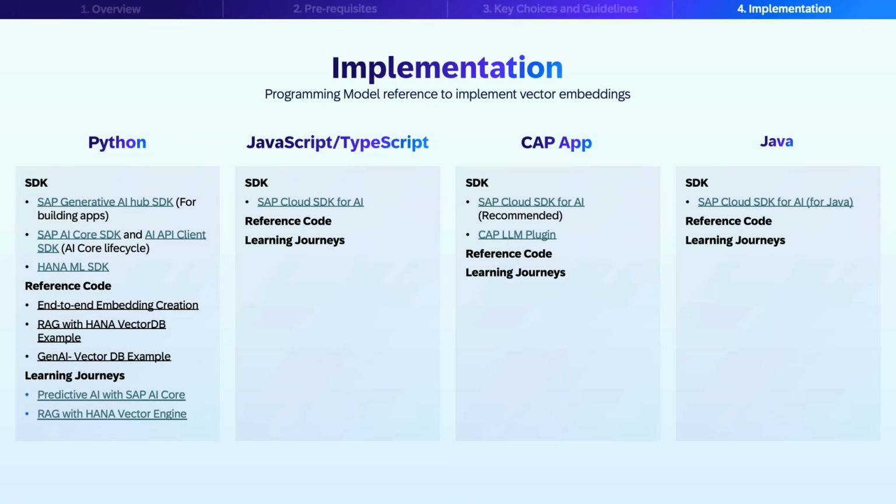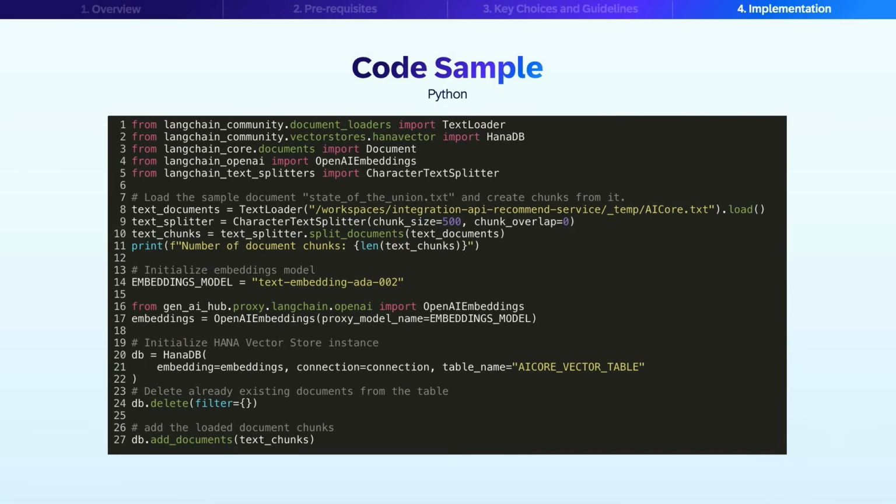Each option is fully supported within the SAP ecosystem, providing secure and efficient access to generative AI models while maintaining the flexibility to choose the approach that best suits your team's skills and project requirements. Now let's look at an example of how to create vector embeddings in SAP HANA database. Consider that your knowledge source is a text file named aicore.txt. First, we will load this file, and then we'll split the text content within fixed length chunks.